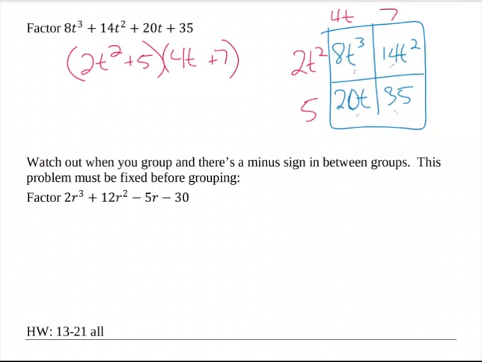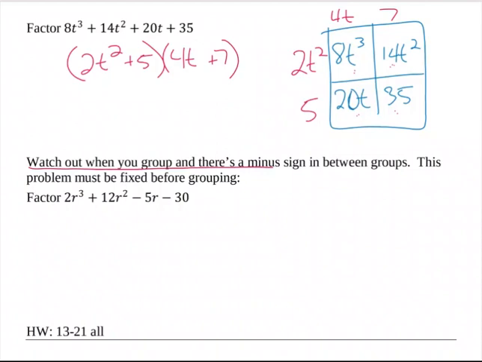Okay. Now, the book's method, factoring by grouping is what it's called, would have you be doing a lot more work than this. This is very simple. We've already been doing it, so you're already familiar with it. Hopefully you're good. Okay. Now, what I say here, watch out when you group and there's a minus sign between the groups. If we were doing the book's method with factoring by grouping, we would have to do something extra here. But because we're not doing that, we don't have to worry about it.